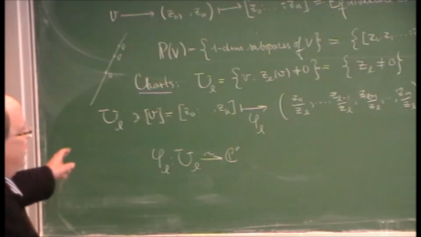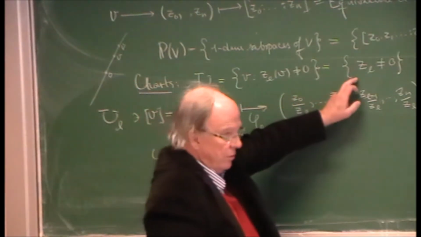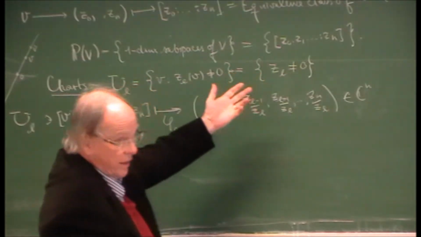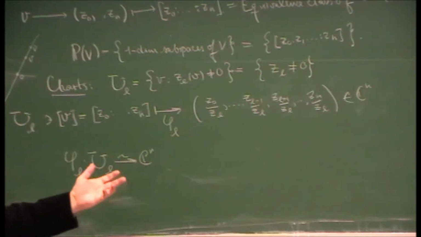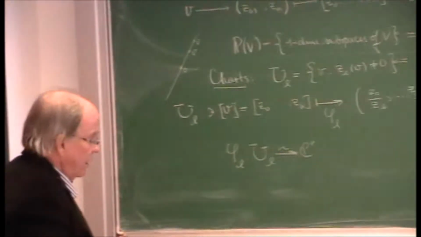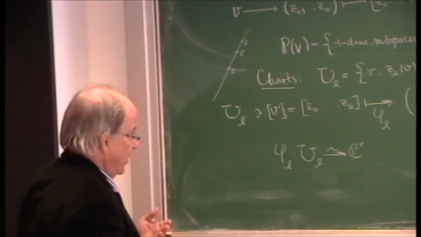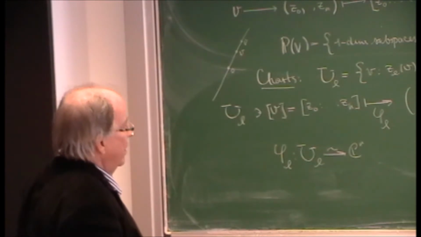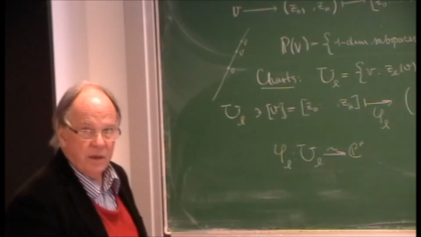Very, very big. The complement of it is where ZL is equal to 0, and it's a very small set. It's defined by the equation ZL equals 0, which is an algebraic equation. So the complement is closed in the algebraic sense. The algebraic closed sets are defined by polynomials or rational functions.